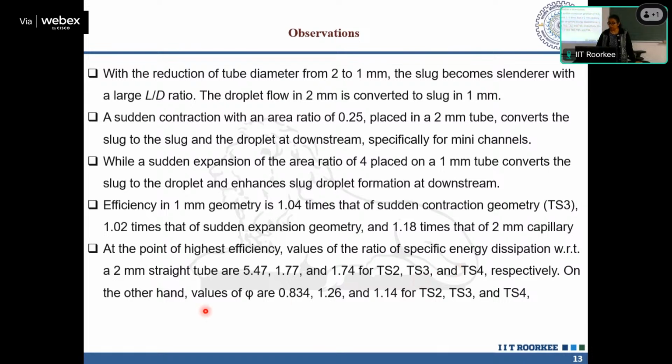On the other hand, for the ratio of enhancement of mass transfer coefficient, this is the least. So TS2 consumes more energy, giving you a smaller increment in mass transfer coefficient. Higher values are noted for TS3 and TS4. These values are close by for TS3 and TS4, and from here we have a higher value for TS3. So what is TS3? Do you recall?